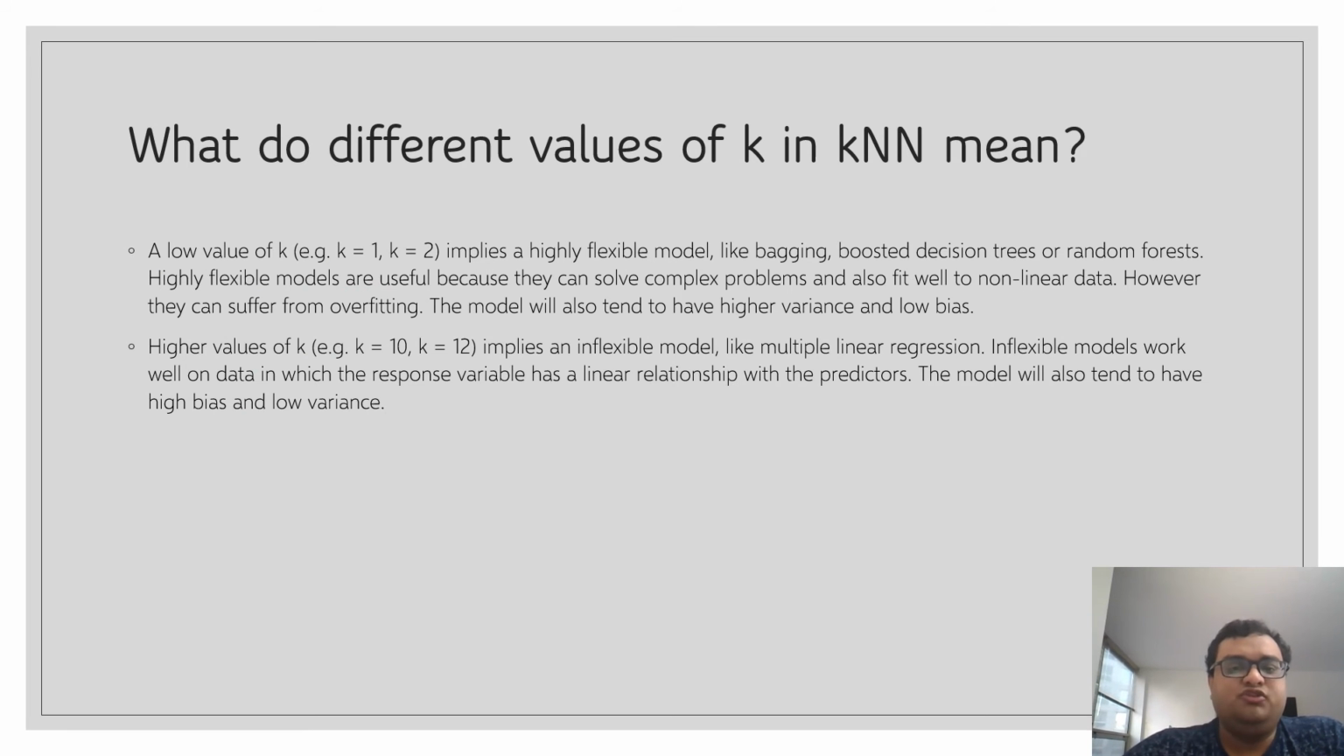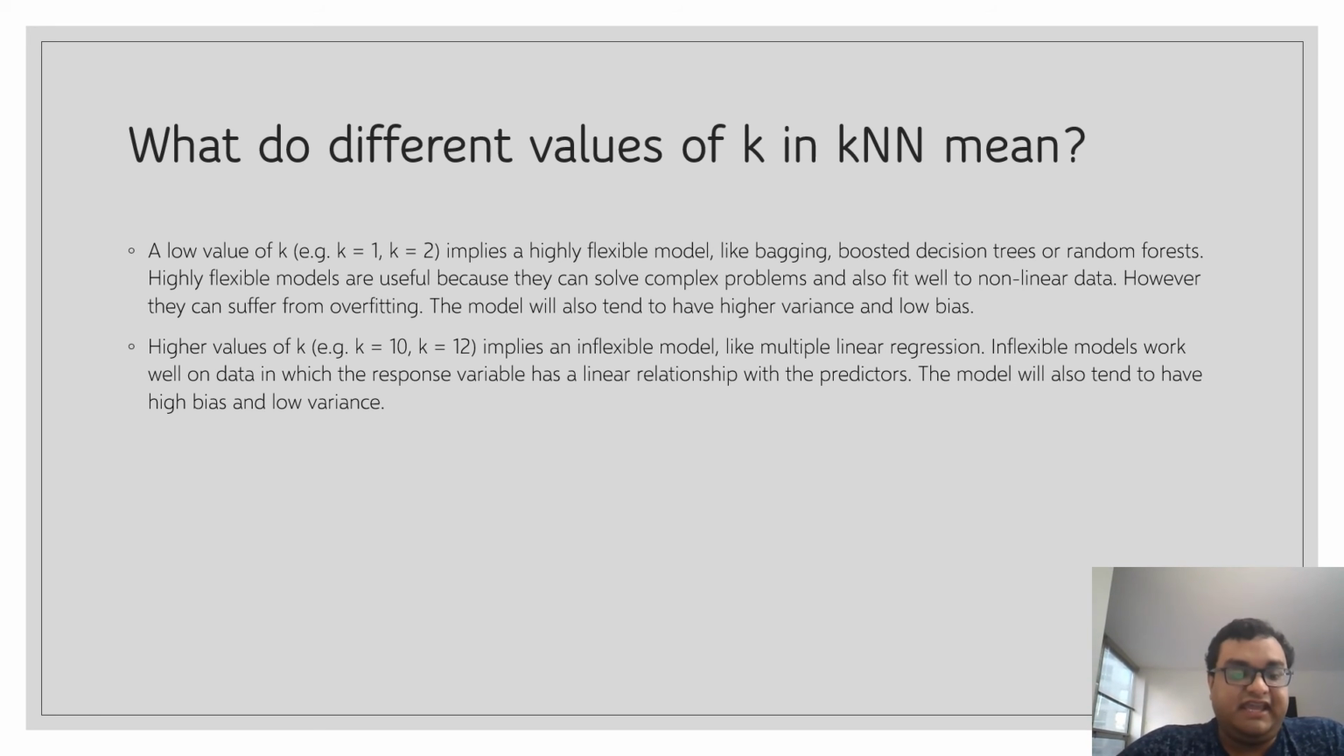What do different values of k in KNN mean? A low value of k, for example k equal to 1 or k equal to 2, implies a highly flexible model like bagging, boosted decision trees, or random forests. Highly flexible models are useful because they can solve complex problems and also fit well to non-linear data. However, they can suffer from overfitting.